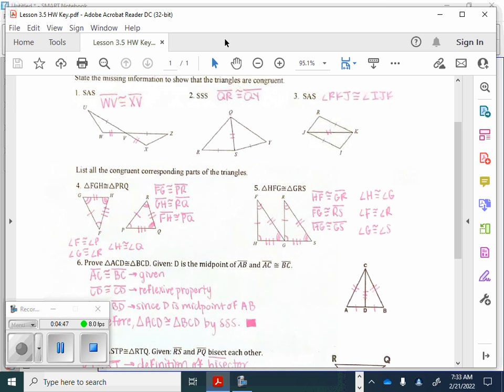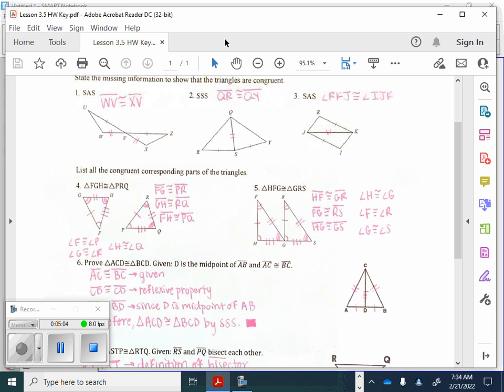The angle must be in between the 2 sides. So for example here, I know that those are vertical, so the angle has to be in between the sides. If my angle is right here, the side's got to be over here because that angle's got to be in between them. If the angle is not in between, then it's not side angle side.